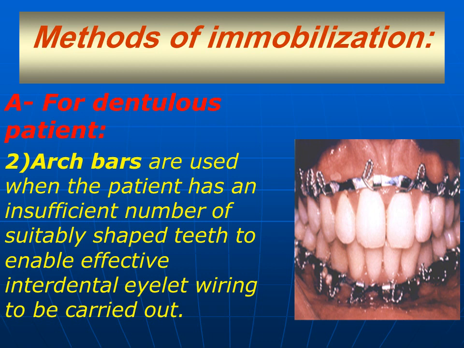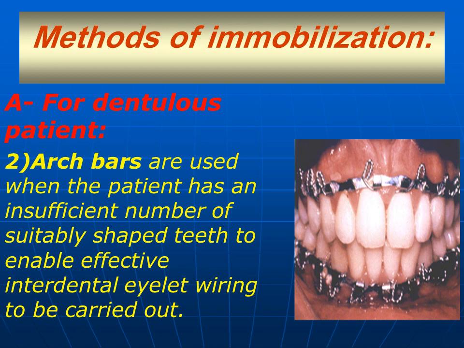Second type is arch bar. Arch bars are used when the patient has insufficient number of suitably shaped teeth to enable effective interdental eyelet wiring to be carried out. If I don't have sufficient number of teeth, or the teeth are not suitably shaped, that's to say conical in shape or somewhat so, therefore eyelet wiring will be lost easily, I will use the arch bar.